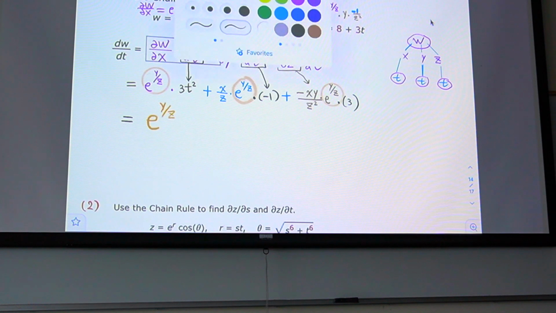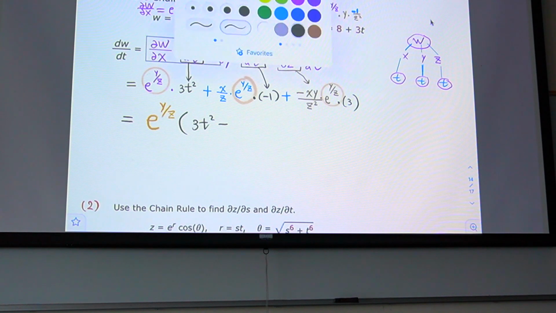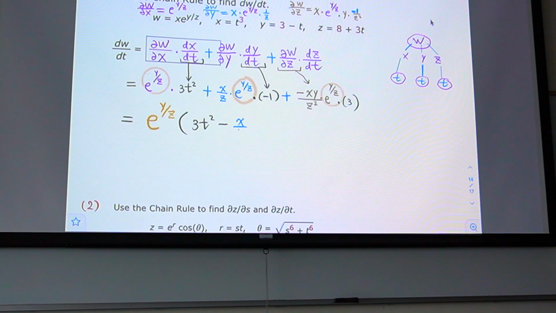Okay. And then inside, you get 3 t squared. There's a minus sign over here, minus x over z, okay? And this one also has a minus sign. Minus 3 x y over z squared. And you guys just did it, okay?